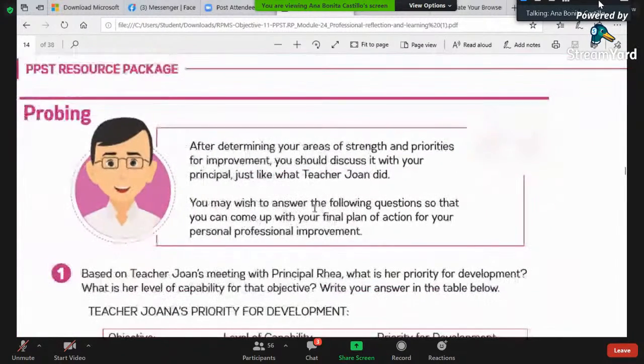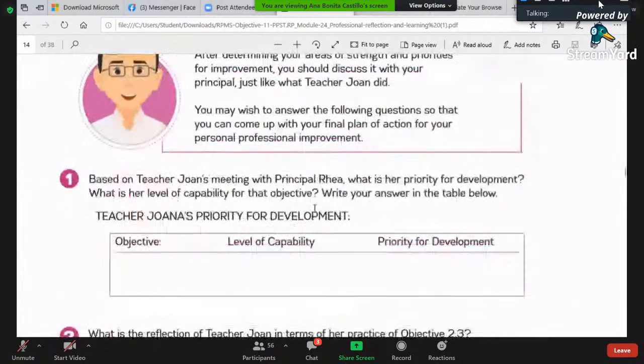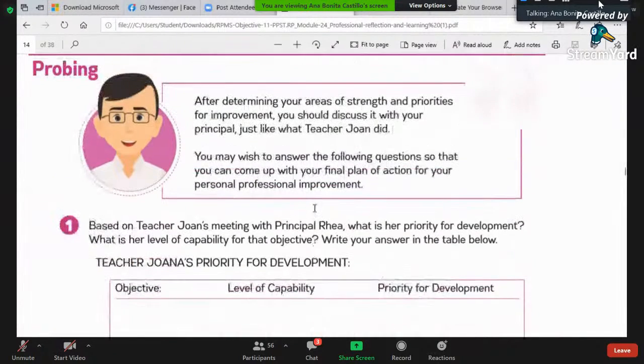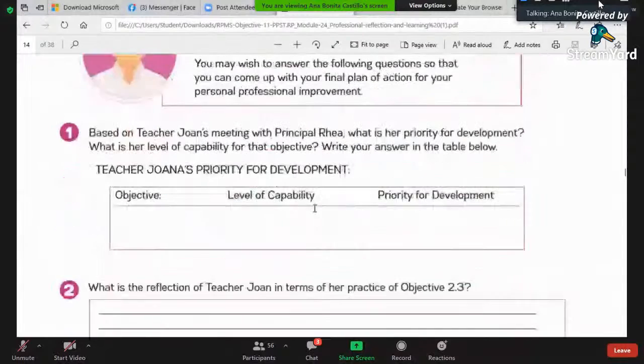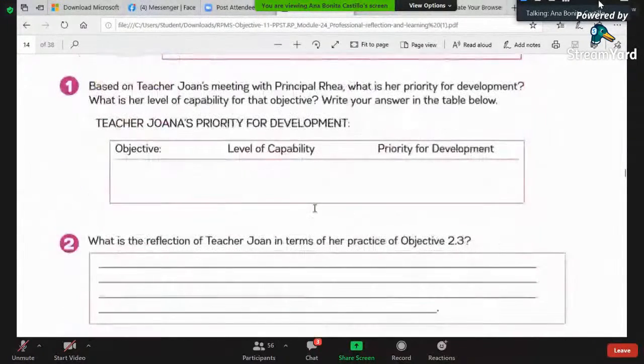Okay. After determining your areas of strength and priorities for improvement, you should discuss it with your principal, just like what Teacher Joanne did. Okay, ito na yung one-on-one natin na dapat usapan. Meron yung mga panibagong activities o mga plano para sa susunod na taon. You may wish to answer the following questions so that you can come up with your final plan of action for your personal professional improvement.